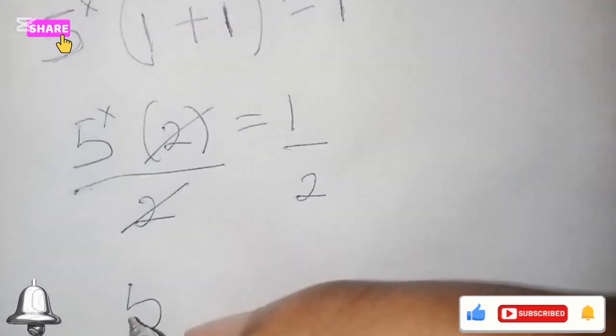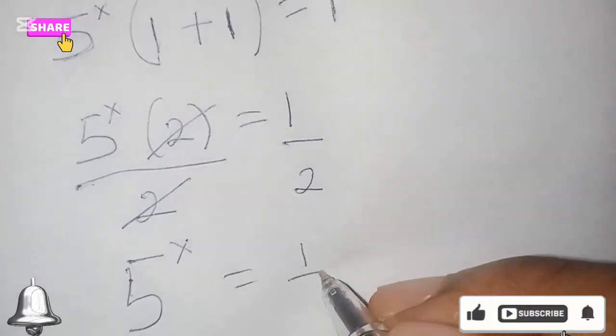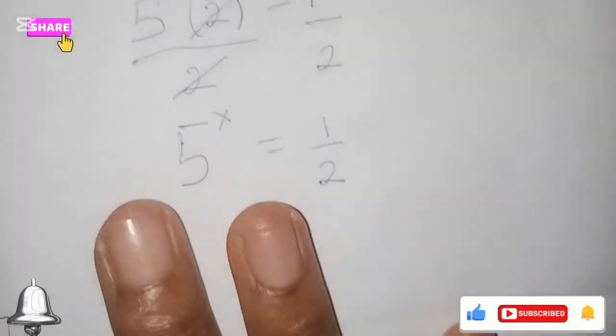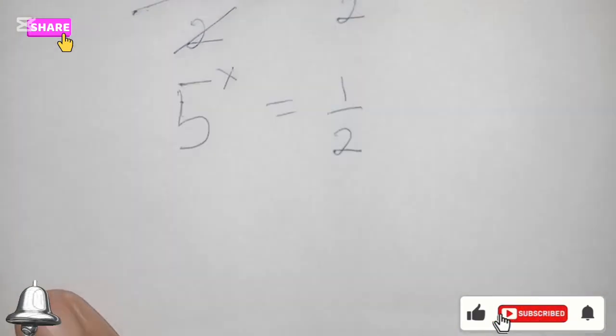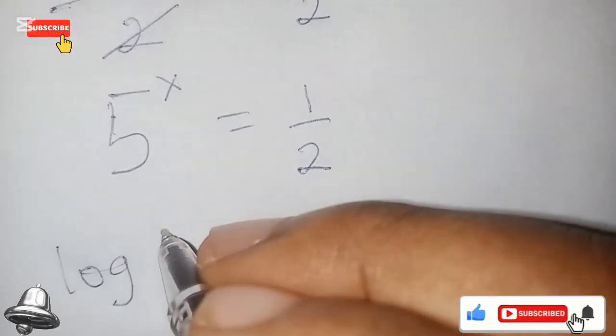Then we have 5 to the power of x equal to 1 over 2. Now this is where it gets really interesting. What we're going to do next is to take the log of both sides.